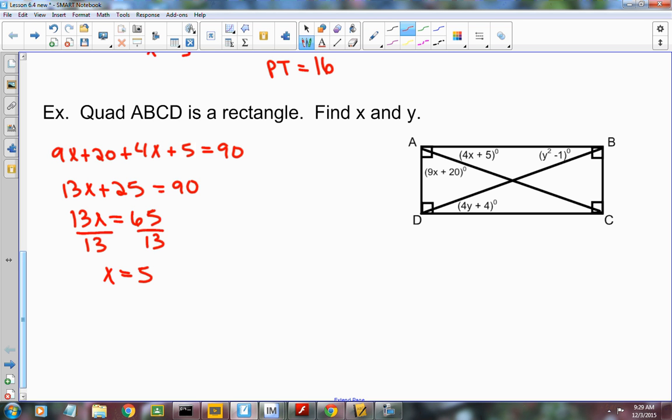What's my relationship between those y's? They're alternate interior. Remember, your rectangle has parallel opposite sides. And when that happens, your alternate interior angles are congruent to each other. So I have to set y squared minus 1 equal to 4y plus 4. What do you do when you have a y squared and a y? Remember?